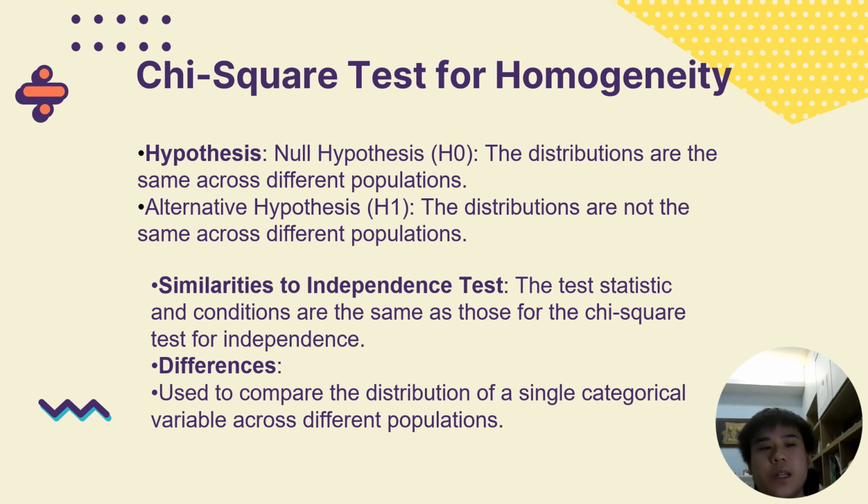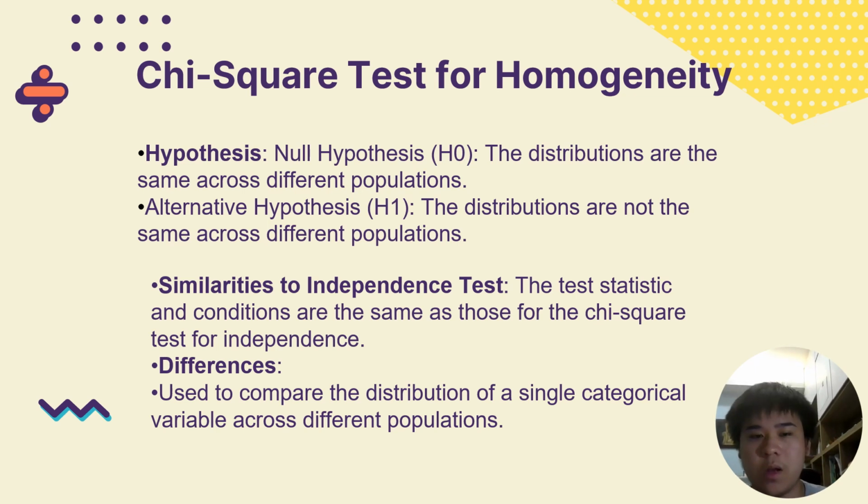Homogeneity. You use it when you want to determine if the distribution of a categorical variable is the same across several populations. For example, comparing the distribution of blood types across different ethnic groups, voter preferences across different regions, or customer satisfaction ratings across different stores or even different countries, different populations.